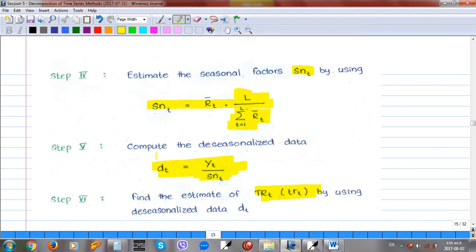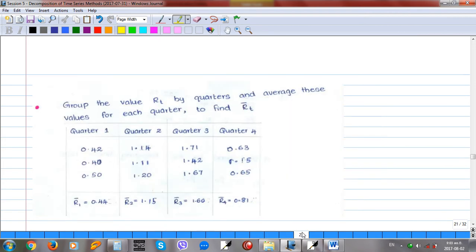To find the seasonal factor, we need to use this equation SNT. SNT equals R bar T times L over the sum from T equals 1 to L of R bar T. So before finding SNT, we need to know what R bar T is. The first step is to find R bar T. To find R bar T, group the values of RT by the quarters and average these values for each quarter.